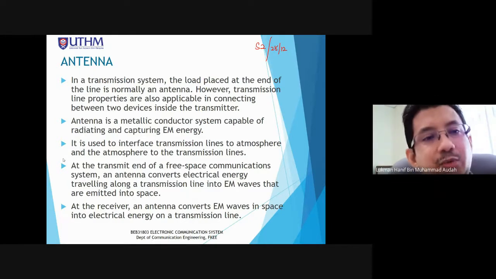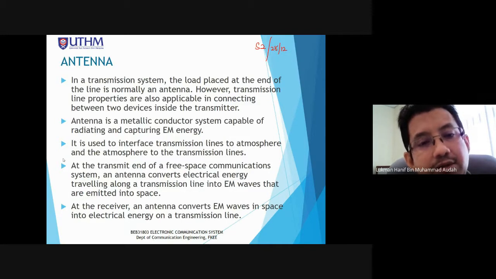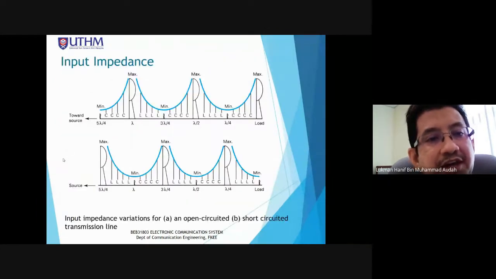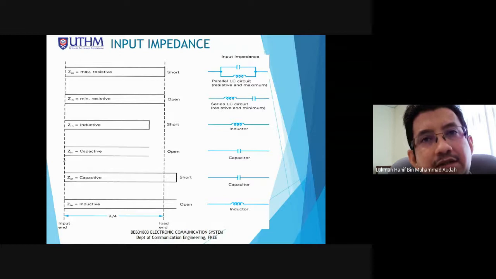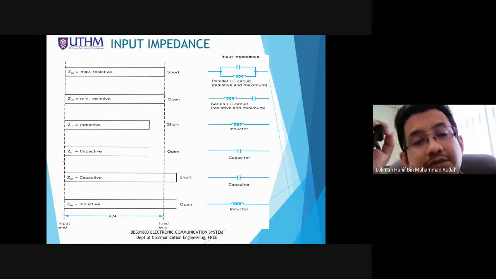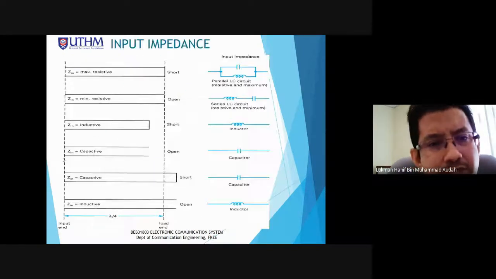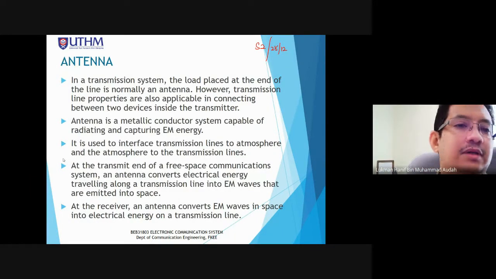Okay, so last week kita dah berhenti sehingga slide yang inilah, topik antena. Okay, so previously we have learned about the transmission line, everything about the transmission line, starting from the guided transmission line for the wired transmission, and also for the unguided transmission line, which is the wireless. Okay, so before we proceed with the next topic, mungkin kita boleh lihat sedikit apa yang kita dah belajar sebelum ni.